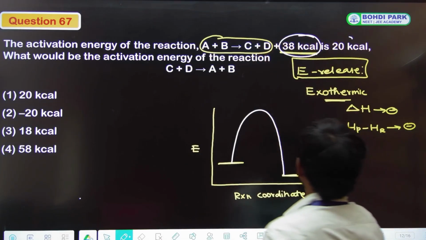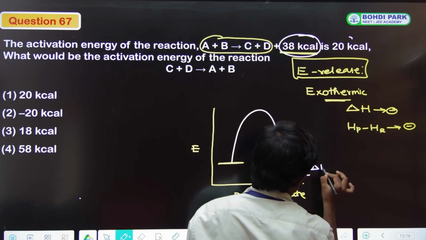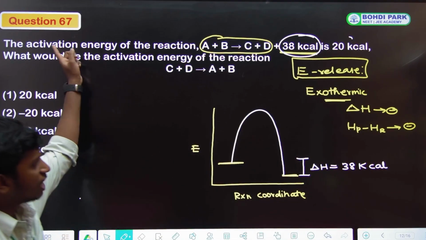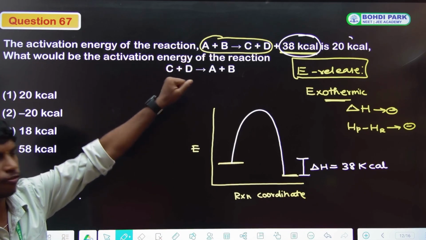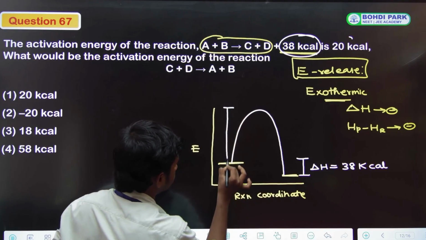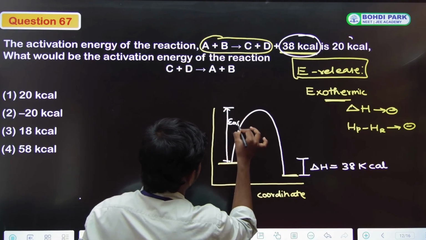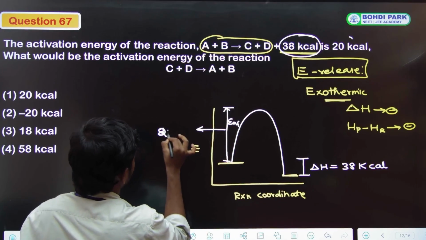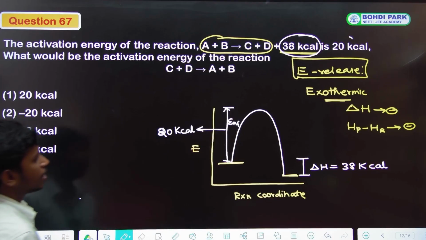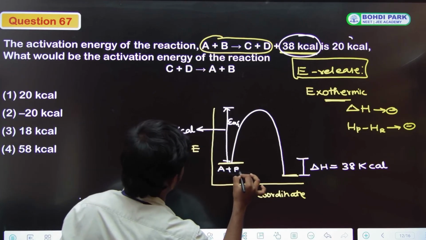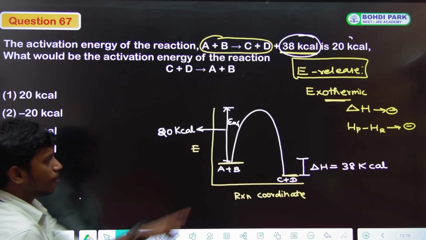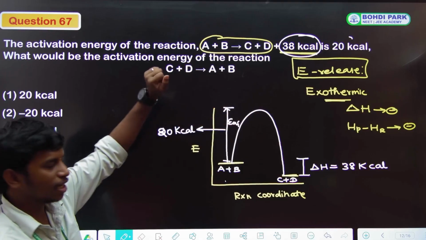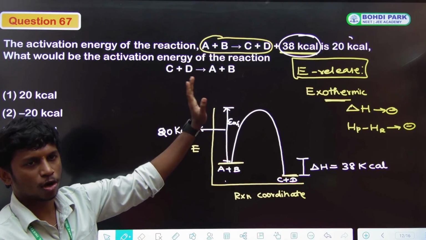So the delta H value is equal to 38 kilocalories. அதோட activation energy of forward reaction, A plus B ஓட forward reaction. Okay, இது forward reaction. இதோட activation energy EAF எவ்வளவு கொடுத்திருக்காங்க? 20 kilocalories கொடுத்திருக்காங்க. They are asking, இது A plus B, இது C plus D product. So A plus B C plus D ஆ மாறதுக்கு எனக்கு 20 kilocalories தேவைப்பட்டிருக்கு. C plus D A plus B ஆ மாற எத்தனை kilocalories தேவை as activation energy?